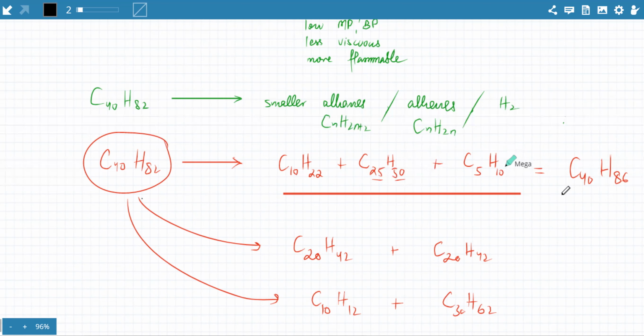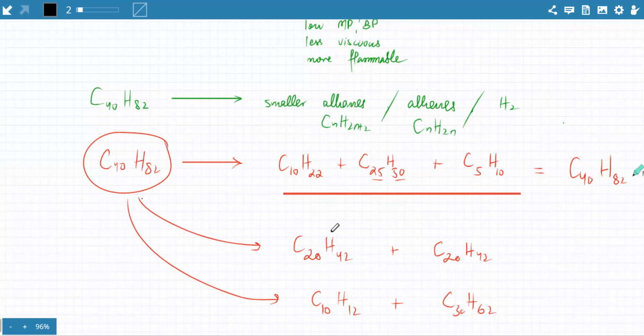Now if I do this and I add them up, the carbons are still 40. Count the hydrogens. 22 plus 50, that's 72, plus 10, that's 82. Now I'm getting the exact right amount of hydrogens. Is this point clear? Okay. So it's your choice, but whatever is produced has to be an alkane or an alkene or a hydrogen gas or a combination of all three. The only condition is that they should all sum up to be equal to this molecule.